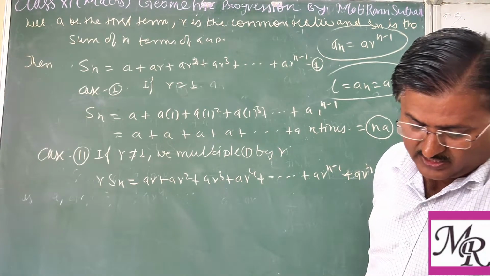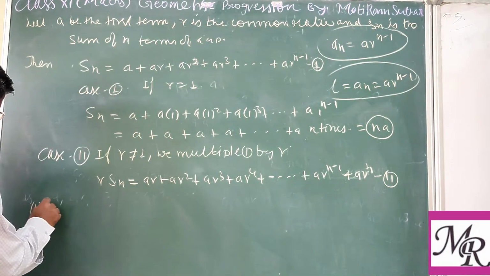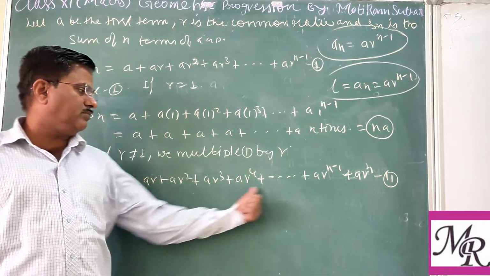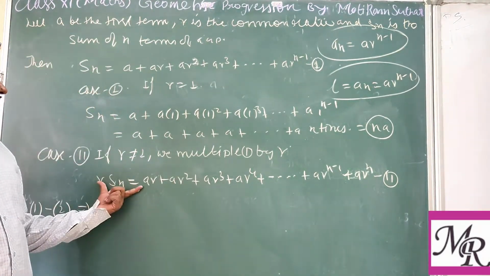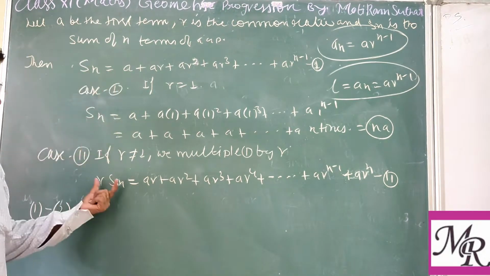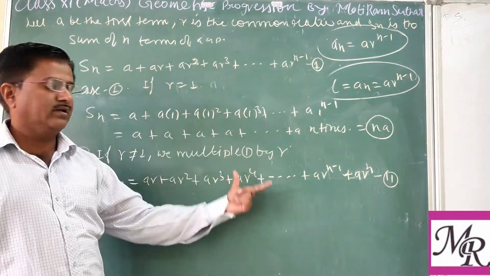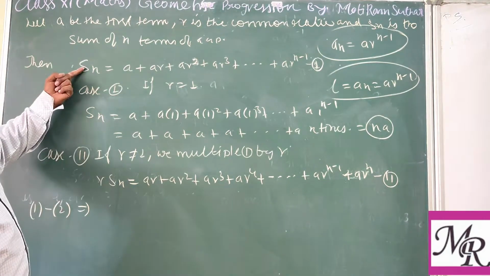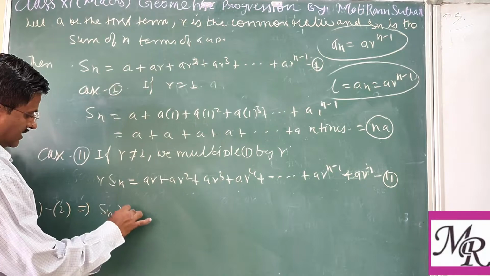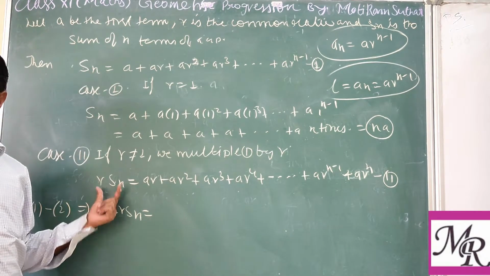Now we subtract the second from the first. This is equation number 2. This equation is subtracted from the first, meaning left side subtracts with left, right side subtracts with the right side. So here, on the left side, see Sn minus R Sn.